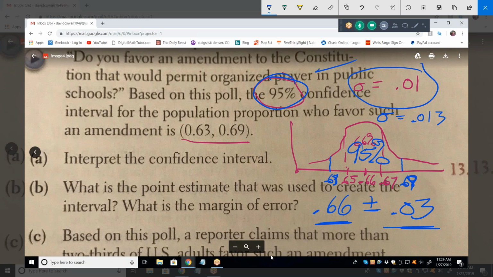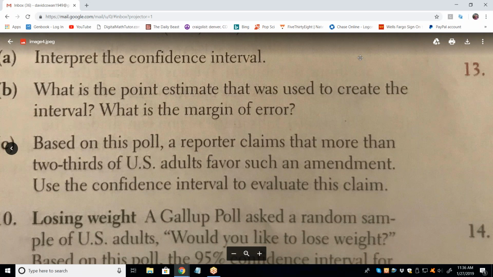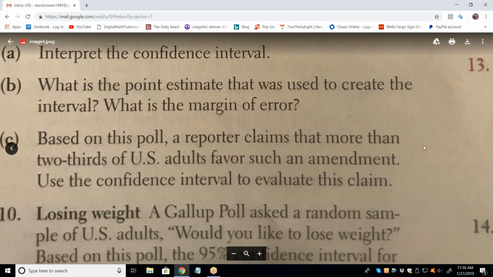And let's see, what's that last question? I don't think I could see it all. No, I could, sorry. Based on a poll, a reporter claims that more than 2/3 of U.S. adults favor such an amendment. Use the confidence interval to evaluate this claim.